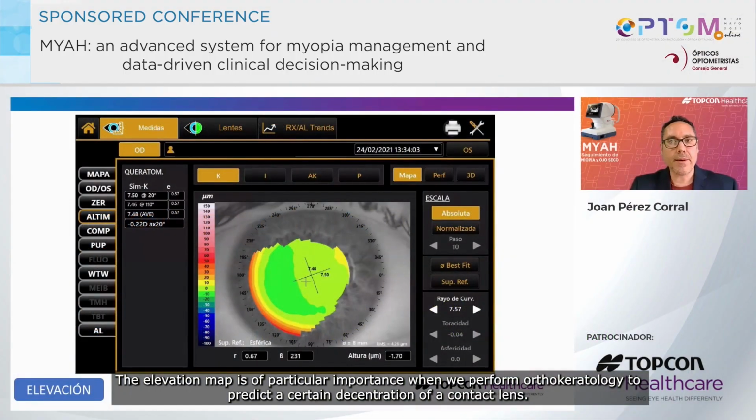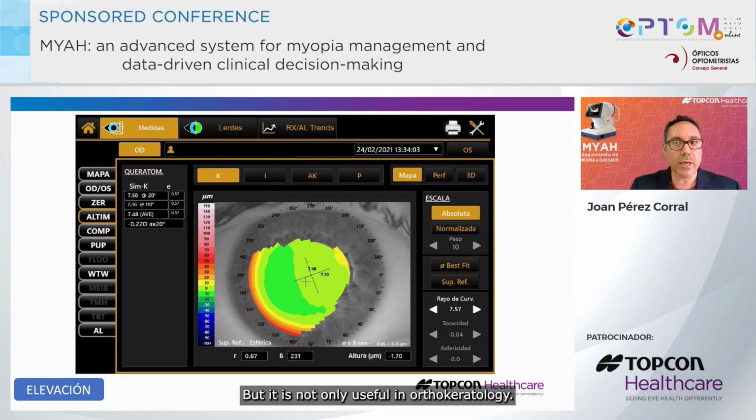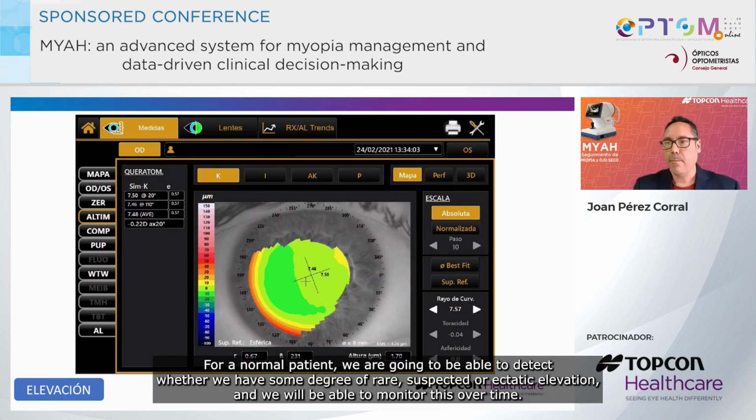The elevation map is of particular importance when we perform orthokeratology to predict a certain decentration of a contact lens. But it is not only useful in orthokeratology. For a normal patient, we are going to be able to detect whether we have some degree of rare, suspected, or ectatic elevation, and we will be able to monitor this over time.